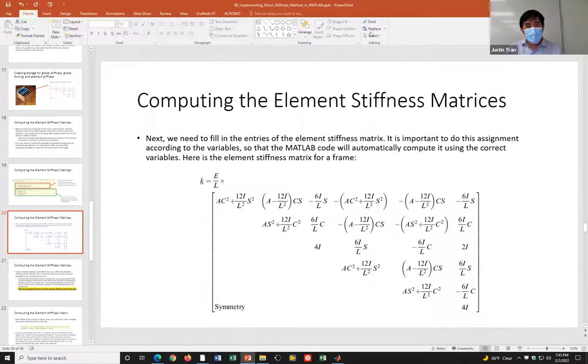Okay? And so I know what some of you are thinking right now. I know that there's an E over L here that's out in the front, okay? But we'll deal with that later. Once we compute everything in the matrix, we're just going to multiply the whole thing by E over L. And so don't worry about that yet. For now, what I want you to do is fill in all the other entries in this matrix, okay?